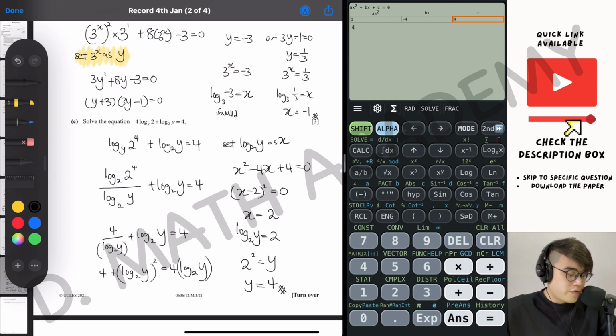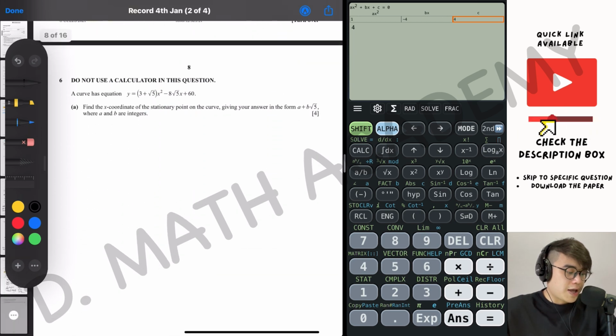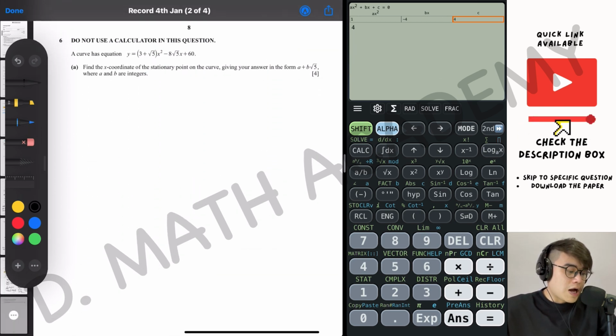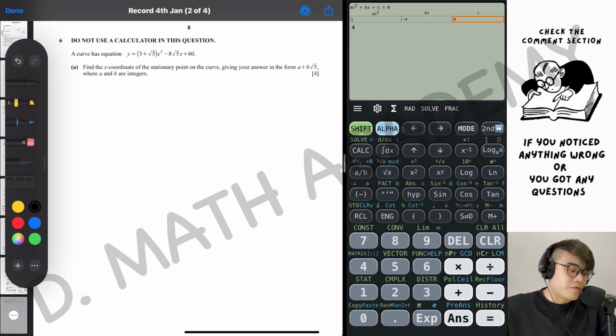Moving on, we have question 6, where they were asking us about the stationary points of the curve, giving your answers in the form of a plus b square root 5. They want us to identify the stationary point. Whenever they mention stationary point, the first thing that comes into my mind is that I might have to differentiate this thing here. So to differentiate this, I have to bring out the power of x2, multiply with the 3 plus square root 5 at the front.